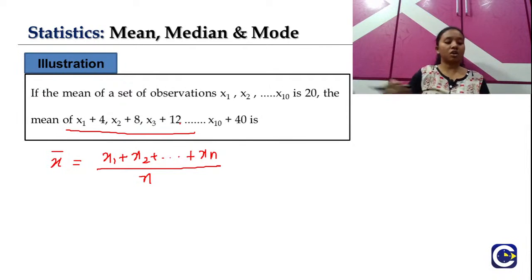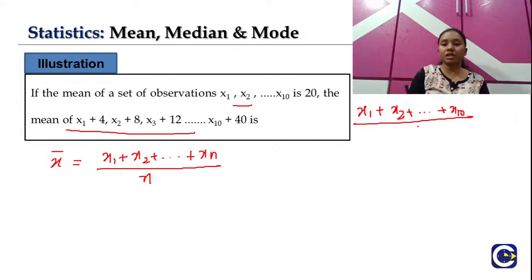Okay guys, so let's solve this question. So if the mean of the set of observations is 20, let's write this given information. That means the mean of these 10 terms, which means x1 plus x2 plus and so on until x10, how many terms? 10. So divided by 10 is nothing but 20. So this is the given information.